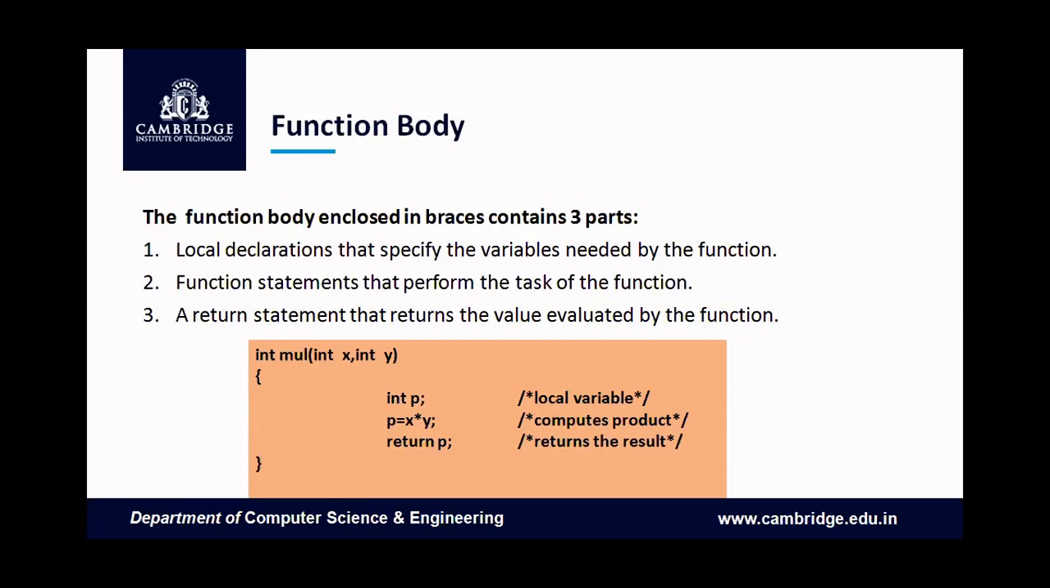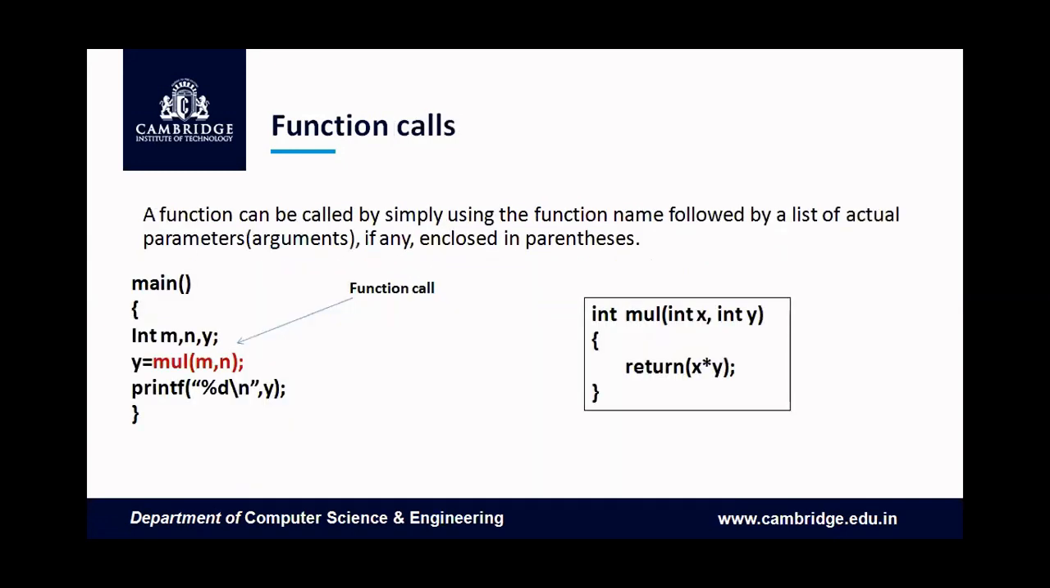So I hope you have understood what a function definition is. Inside that function definition, we have the function header and function body. So if you are writing any function definition, you have to follow these 6 points. Now we'll go with the function call. What is this function call? A function can be called by simply using the function name followed by a list of actual parameters, if any, enclosed in parentheses and ending with a semicolon.